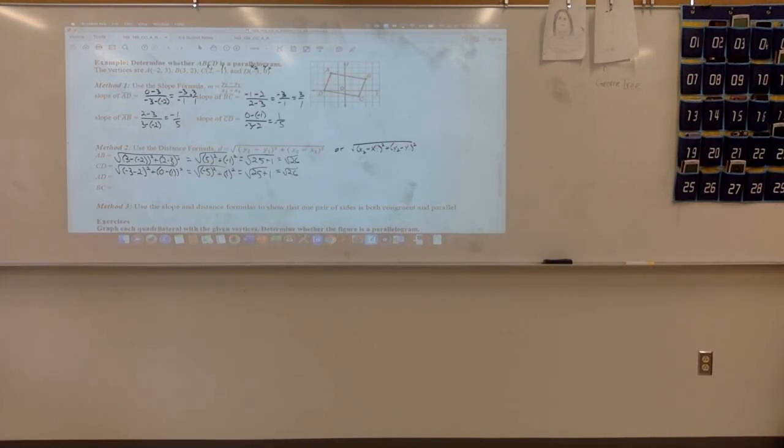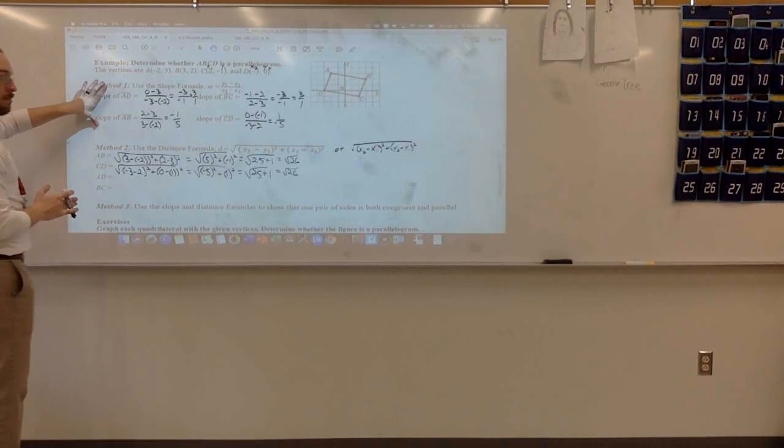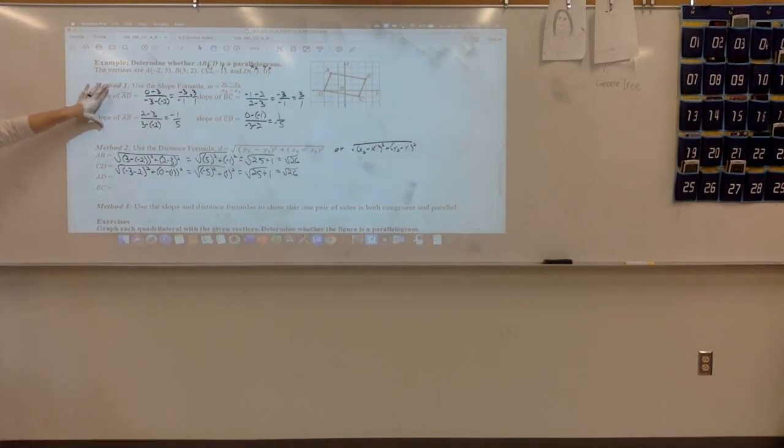Okay, so method 1, show that opposite sides have the same slope. Method 2, show that opposite sides have the same length.